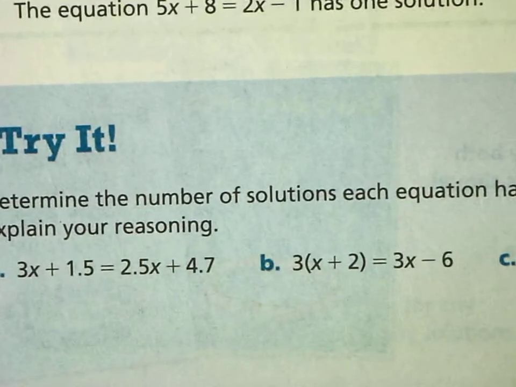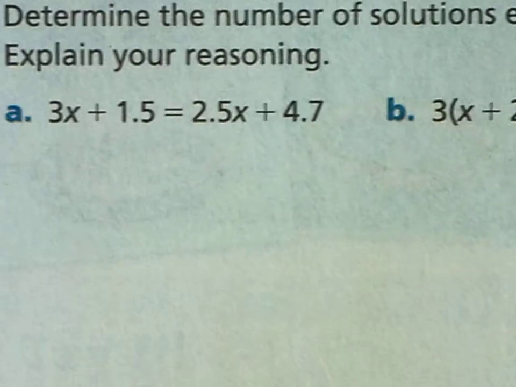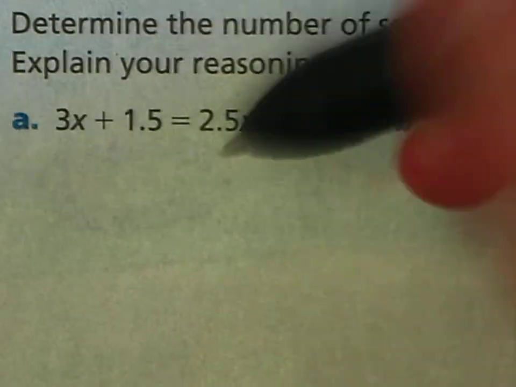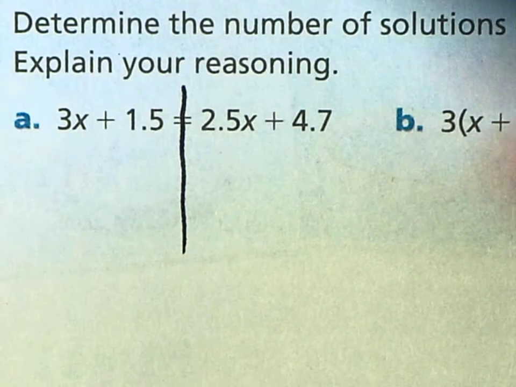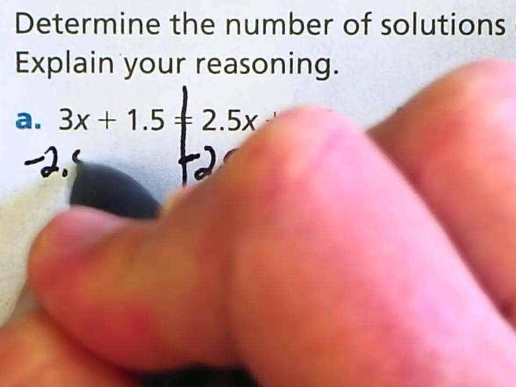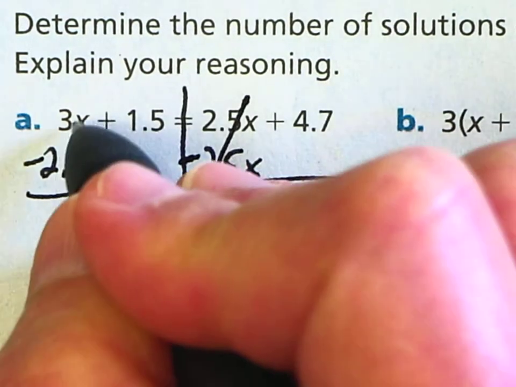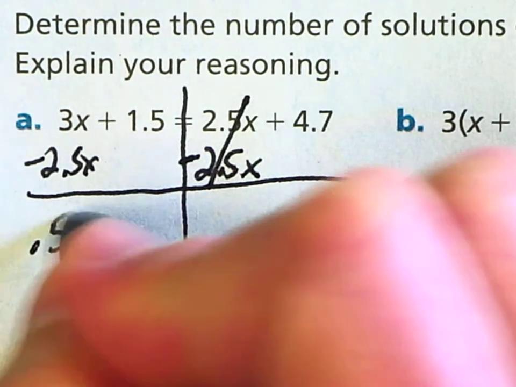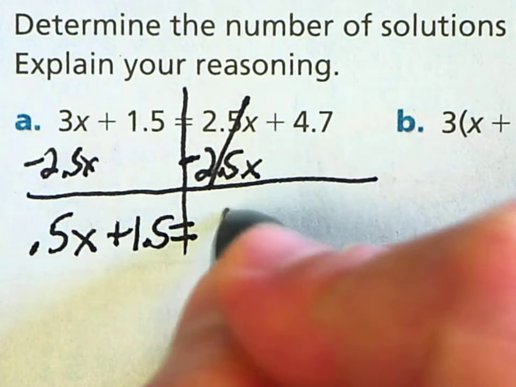Okay, so let's try this one. I am on page 106 now under the try it problems, okay? So let's try solving this first one. I am now going to combine like terms. I have a 3x and then a 2.5x over here, so I'm going to subtract the 2.5x from both sides. Then these cancel each other out. 3x take away 2.5x is a half x, 0.5x, plus 1.5 equals 4.7.